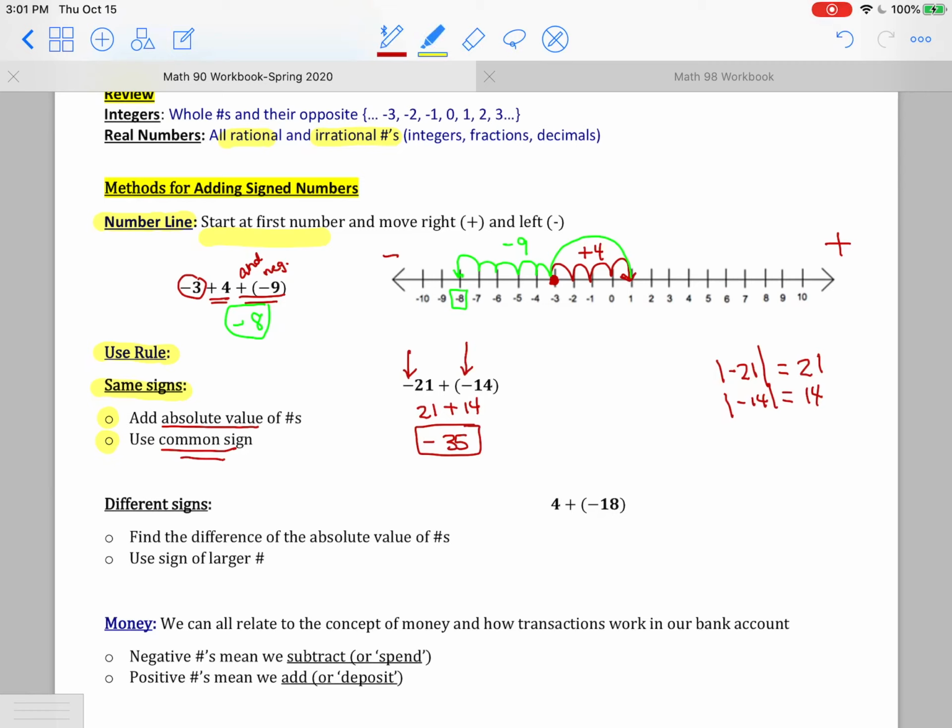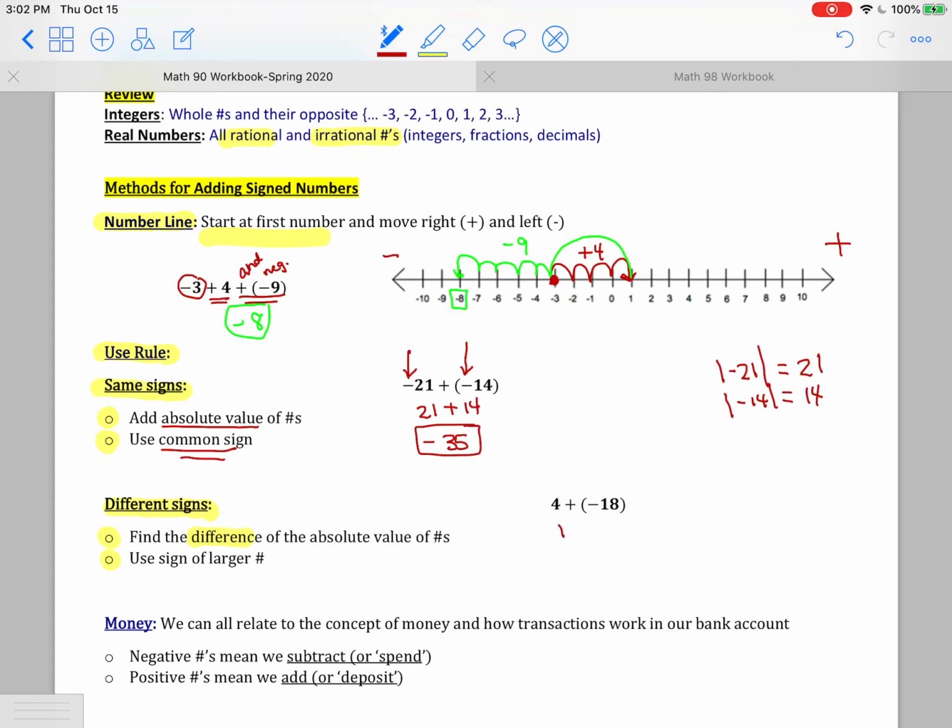Now let's take a look at when the signs are different. When they're different, we're finding the difference of the absolute value of the numbers this time. And then we use the sign of the larger number. When we're finding the difference of the absolute values, of course, we ignore those signs. Okay, 4 is already a positive 4. The negative 18, though, we're going to treat like it's a positive 18.